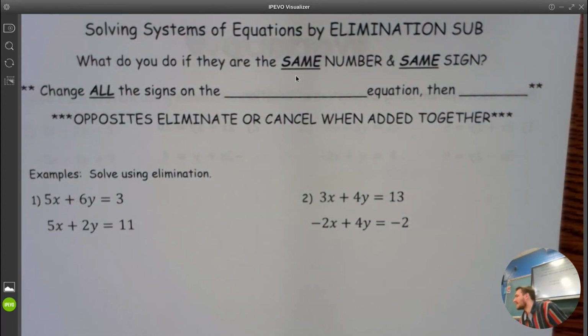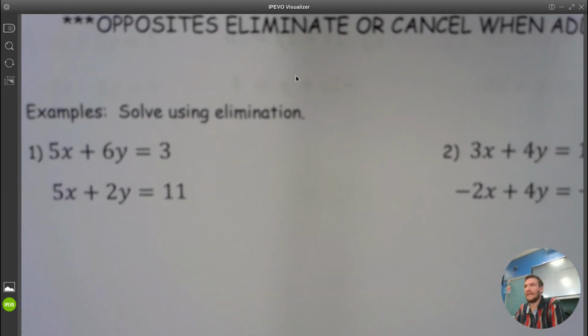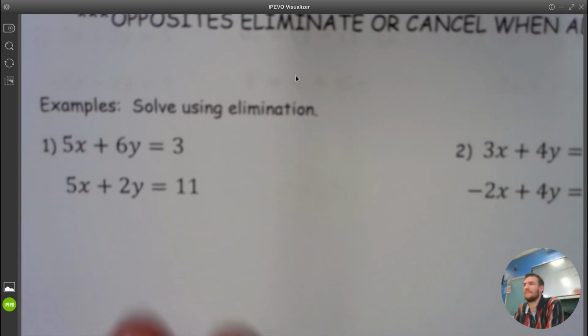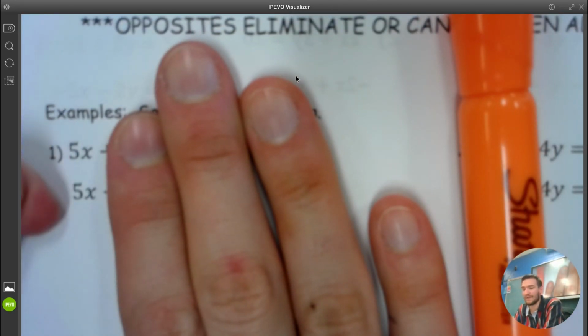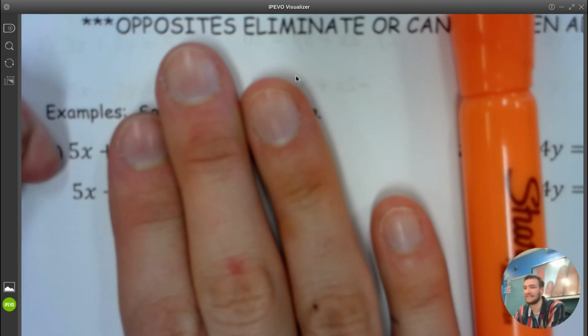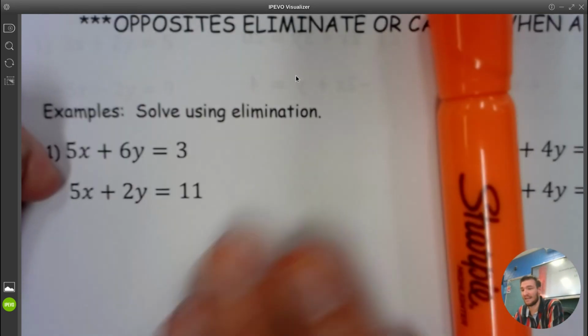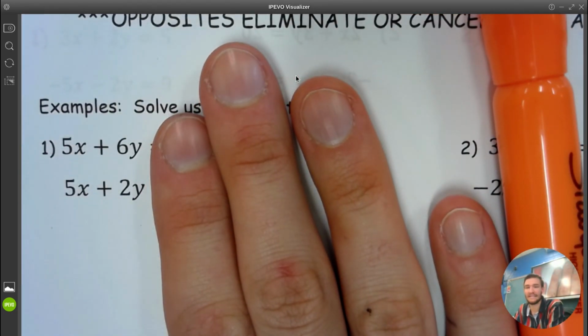Now, basically what happens, if you look at number 1, it looks just like the work from yesterday. The problem is, if I look at the x's here, what's 5 plus 5? 10. 5 plus 5 is not 0. 5 plus 5 is 10. And what's 6 plus 2? 8. 8 is not 0.